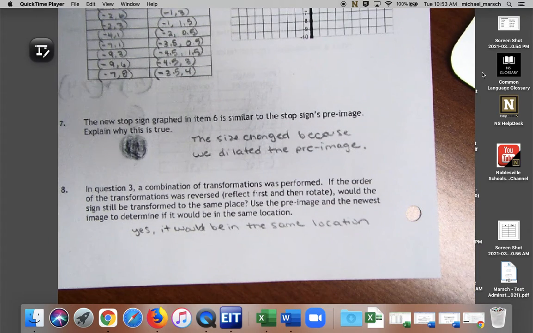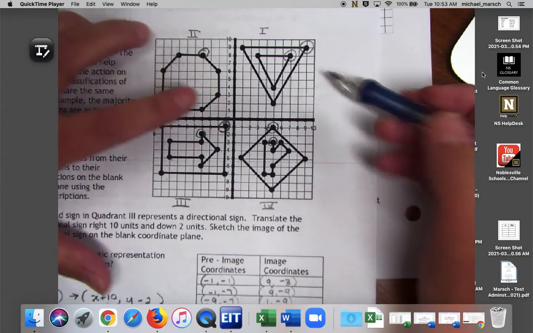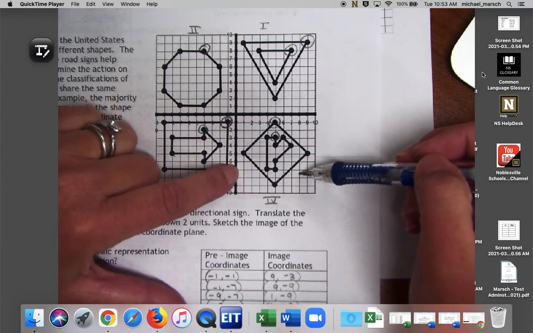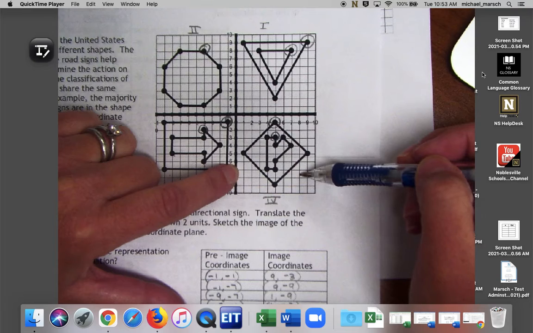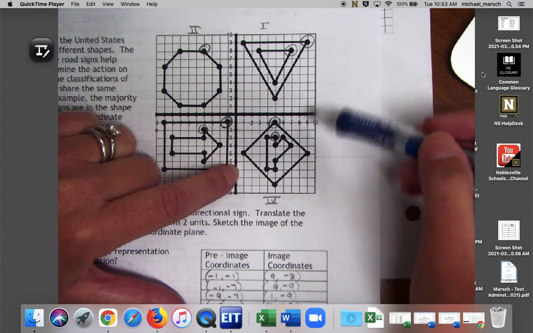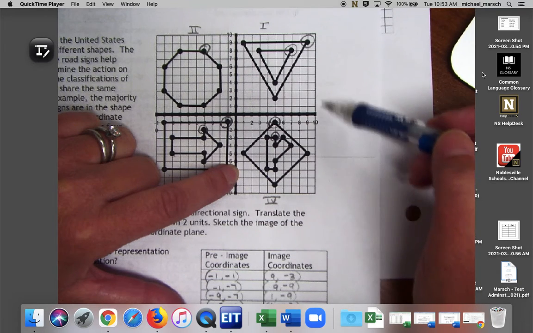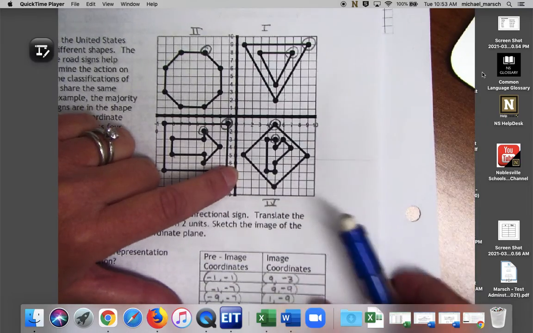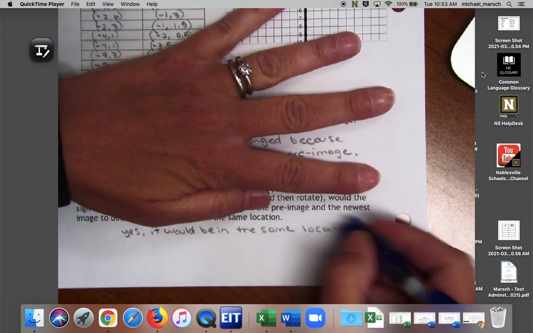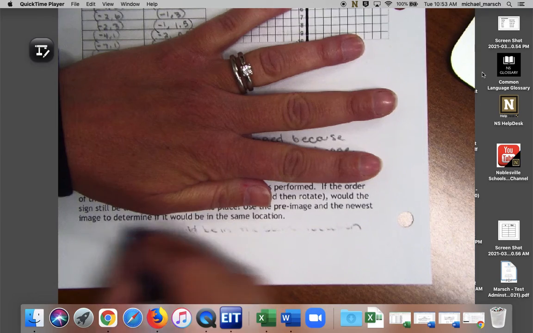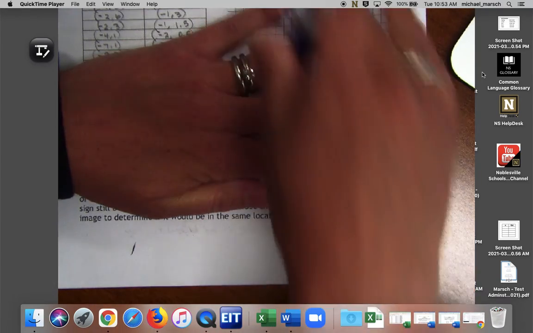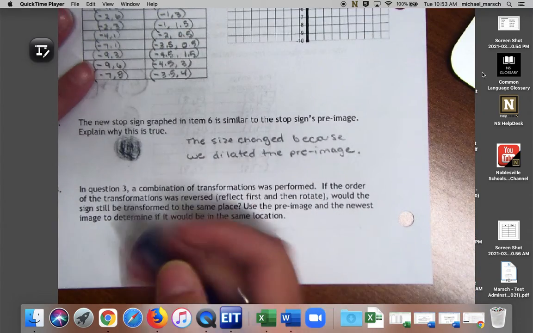Wait, that's not right. Hold on. Let's look at this. If I reflected it this way, and then rotated it counterclockwise, wouldn't I be back up here in quadrant 1? Right, because it was counterclockwise. It's not going to be in the same place. It's going to be back up in quadrant 1. So our answer is no.